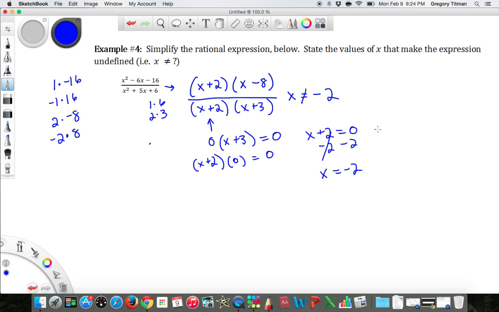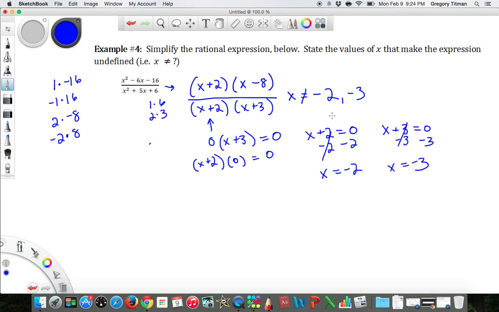We also have to figure out what value of x makes this factor, x plus 3, equal to 0. So that's also pretty straightforward. We're left with x equals negative 3. Therefore, x cannot equal negative 3 either. For the same reason, negative 3 will make this factor equal to 0, which will make the product in our denominator equal to 0, which will make the expression undefined. So we've done this second portion. We've stated the values of x that make the expression undefined.